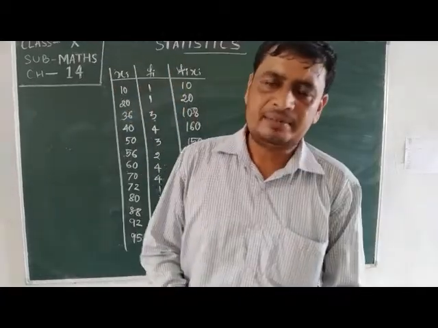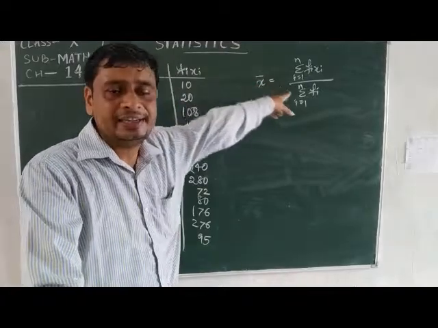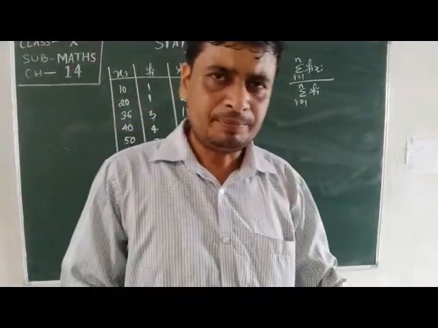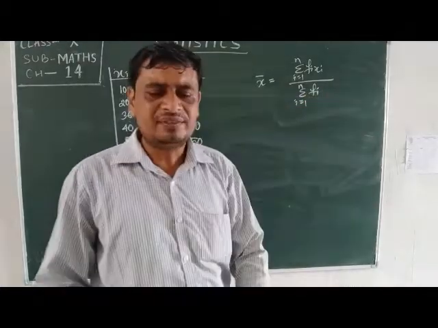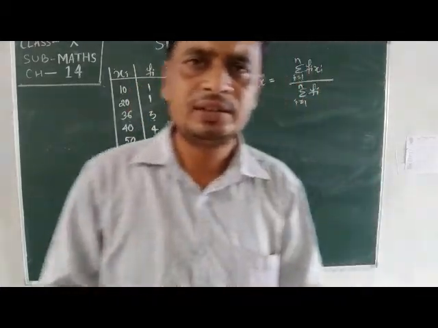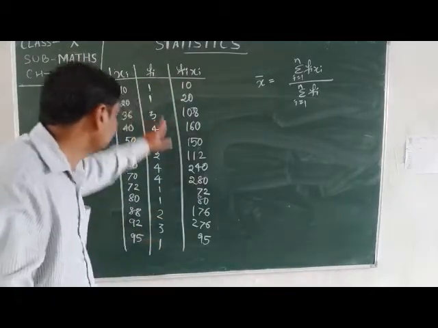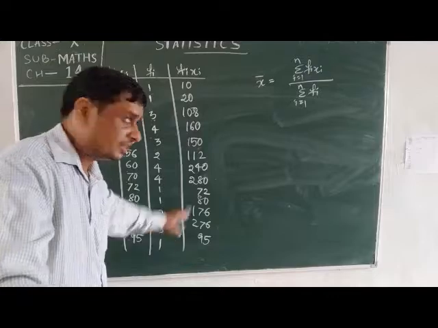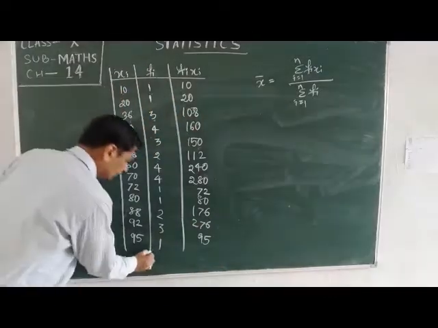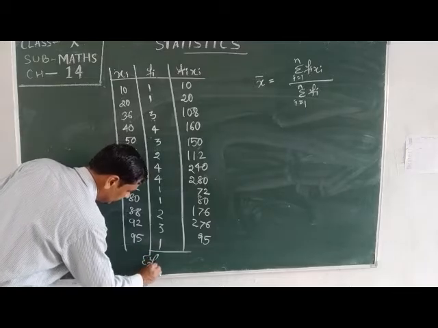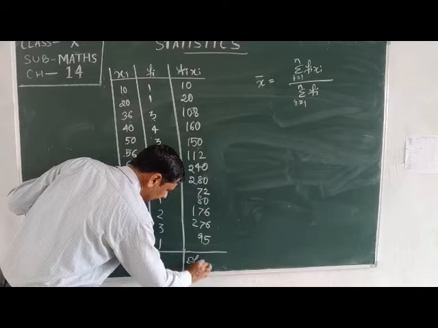The observations come as fi xi. Those numbers we added, we have to write the sum of that column, and the denominator represents the sum of fi. We have to find the sum of all the frequencies, that fi column. So first we have to find the sum of fi, and next we have to find the sum of fi xi.